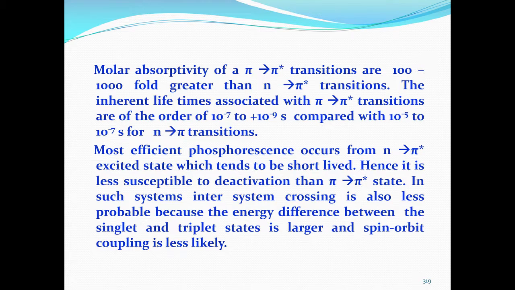So, the most efficient phosphorescence, now we are talking of phosphorescence, this occurs from n to pi star excited states, which tends to be very short lived. Therefore, it is less susceptible to deactivation than pi to pi star transition state. In such systems, what happens is intersystem crossing is also very less, because the energy difference between the singlet and triplet state is quite large and spin orbit coupling is likely. So, spin orbit coupling likely means loss of fluorescence.